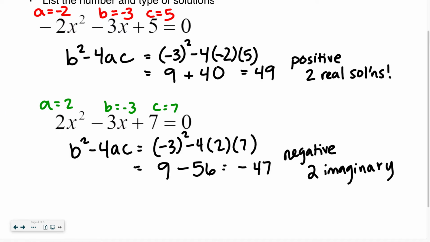So the only time you're going to have one real solution is if you repeat the b squared minus 4ac and you end up with 0.